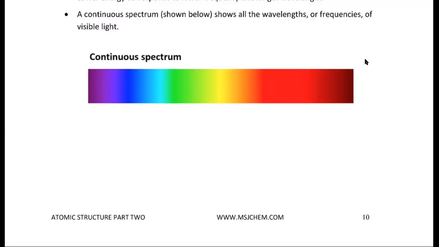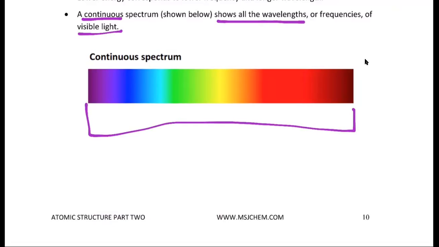So a continuous spectrum, it's basically kind of what it sounds like. It's continuous, so it shows all the wavelengths or frequencies of visible light. So it goes all the way from red to violet or violet to red. In this case, they have the violet over here and the red over here. It could be reversed. It could be the mirror image where it could have the red over on the left side and the violet on the right side. But the thing is, they go in rainbow order, okay?